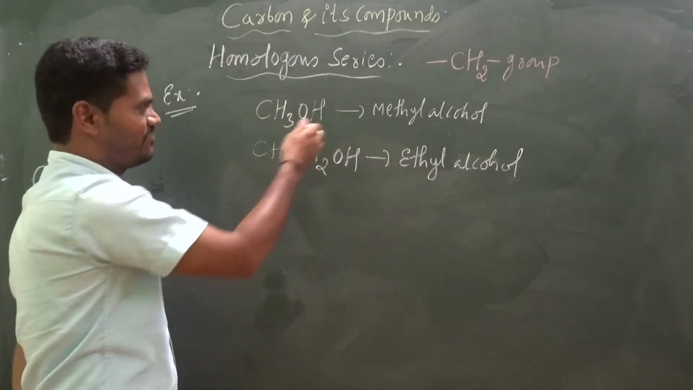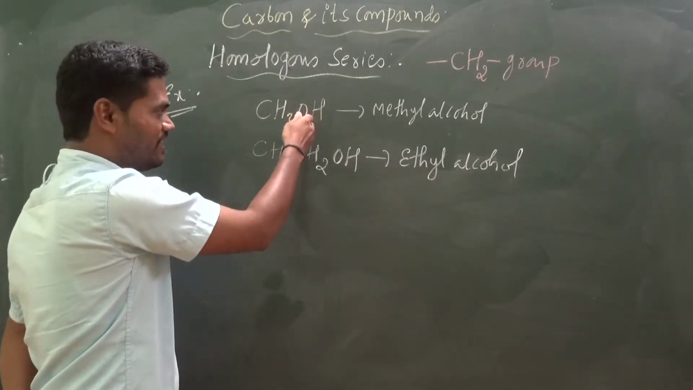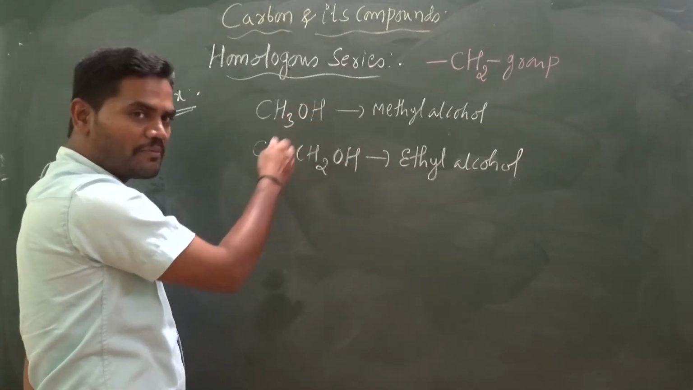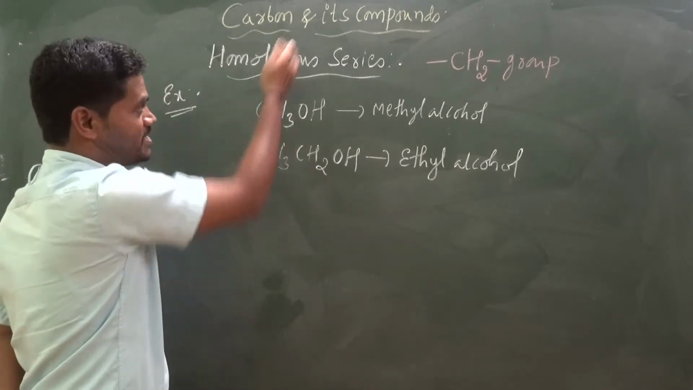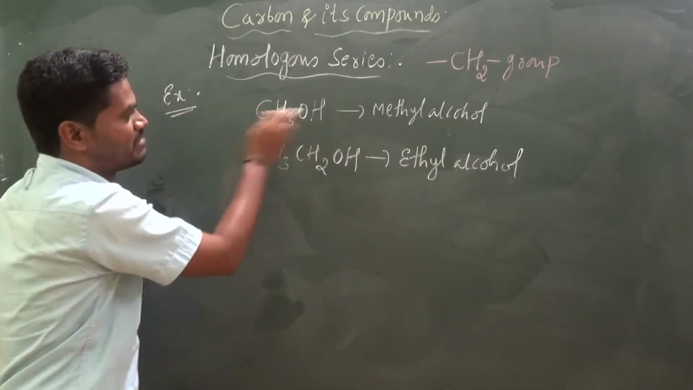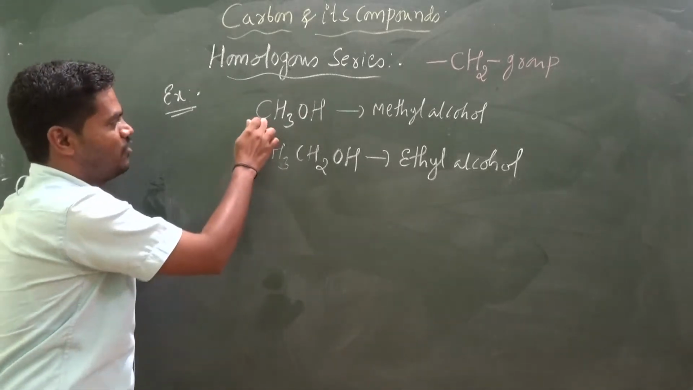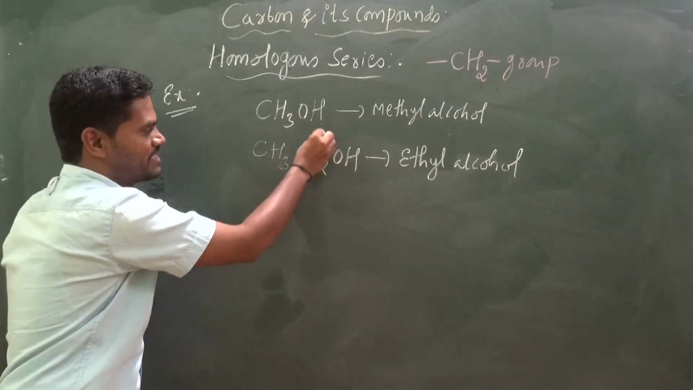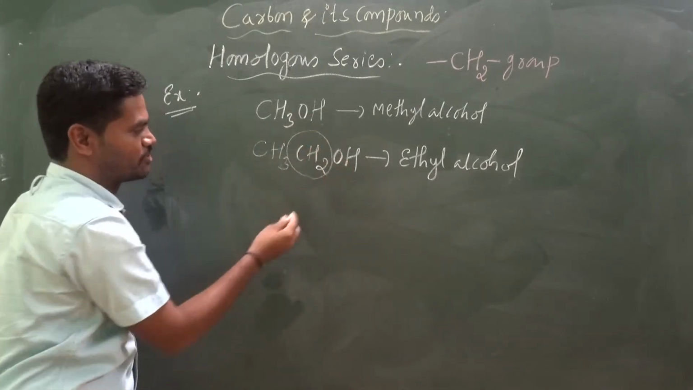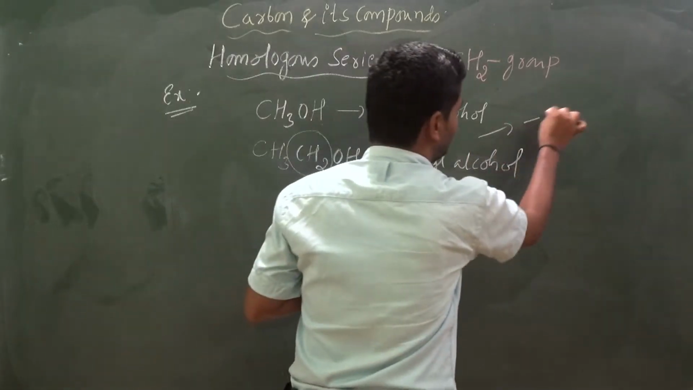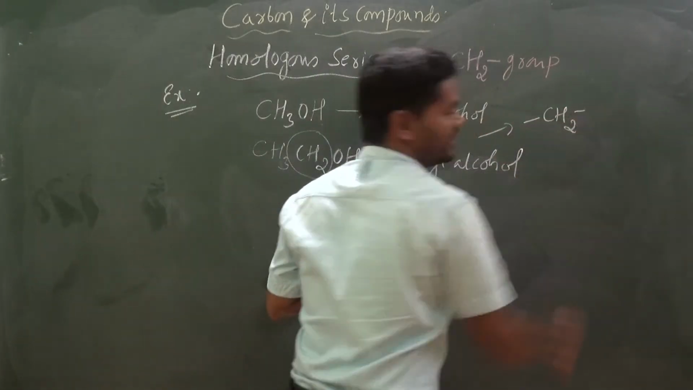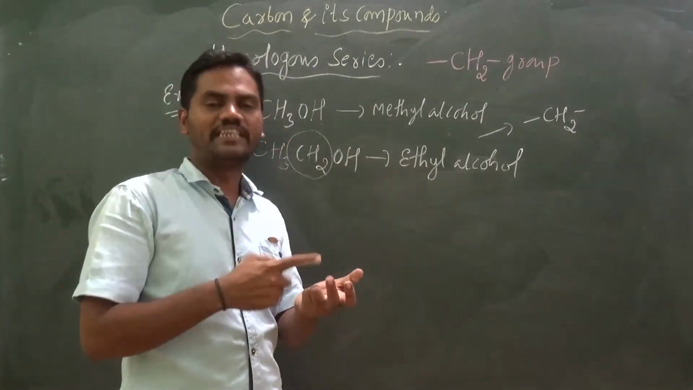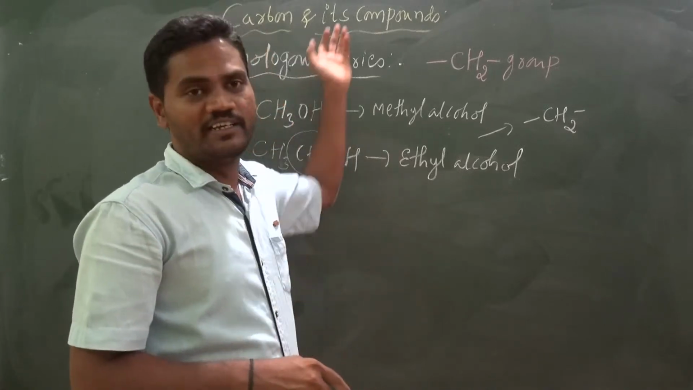A series of organic compounds have the same functional group, and the physical and chemical properties are also similar, so they will differ by a CH2 group. Compare this methyl alcohol and the ethyl alcohol again. One CH3 group is there and another CH3 group is there, OH is there and OH is there, but they will differ by a CH2 group. That's why it is also the best example for the homologous series. So methyl alcohol and ethyl alcohol are also the best example for this homologous series.